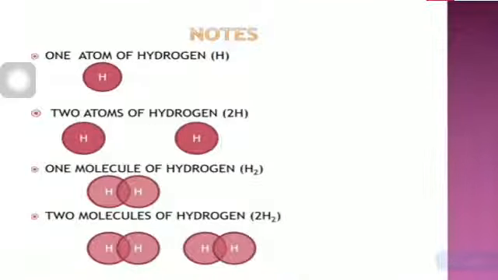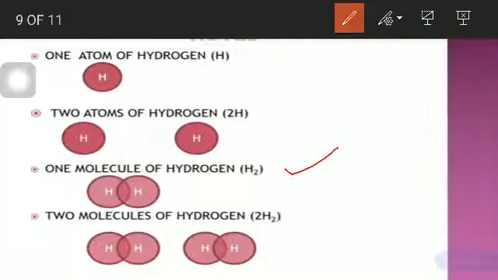Points to be noted here. First, we have one atom of hydrogen named as H. Second, we have two atoms of hydrogen named as 2H. Third, we have one molecule of hydrogen named as H2. And fourth, there are two molecules of hydrogen existing independently from each other, that is H2 and H2.